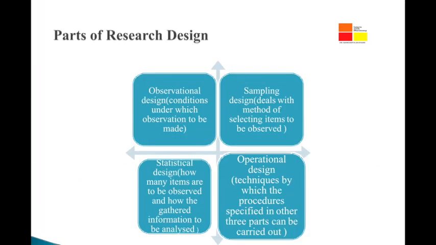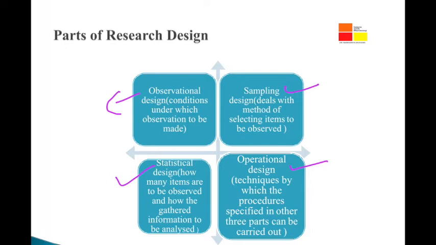Now, there are some parts of research design. I'm taking up the majorly four parts of research design, as you can see in this diagram. The first one is the observational design, that is the conditions under which observations are to be made. Whenever we go for the research design, we have to cover these four parts, and broadly they are classified as observational design, sampling design, operational design, and statistical design. So when you are framing your research design, you have to take these four things into consideration.